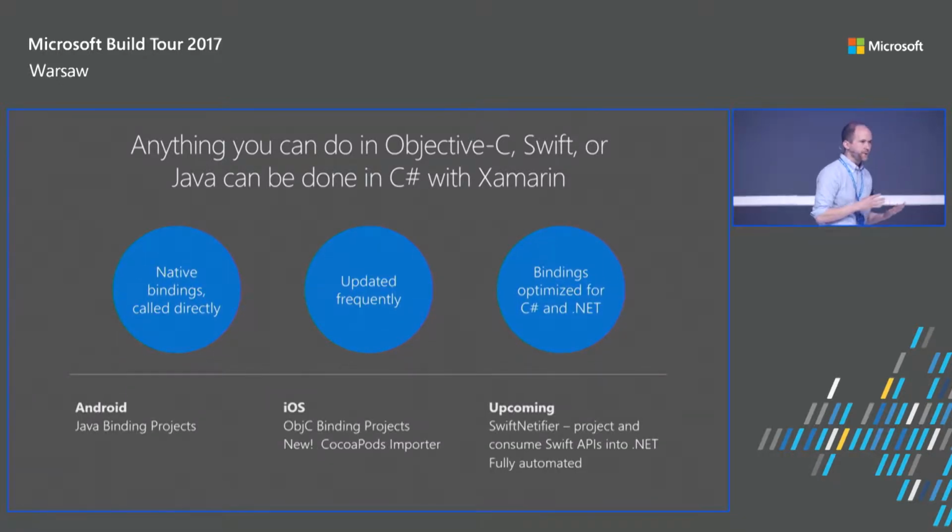With Android, we obviously support Java binding projects. With iOS, we support Objective-C binding projects, and also newly CocoaPods. We have an importer for that as well. And coming soon, we'll have the Swift Netifier, which will allow you to consume Swift APIs in .NET. And I'm very excited about that in particular. We're also adding way more automation support as well.